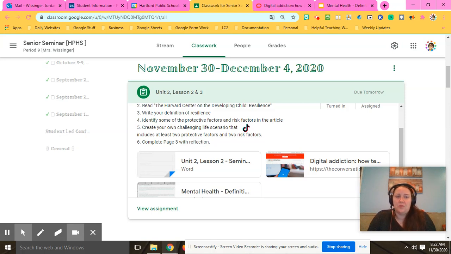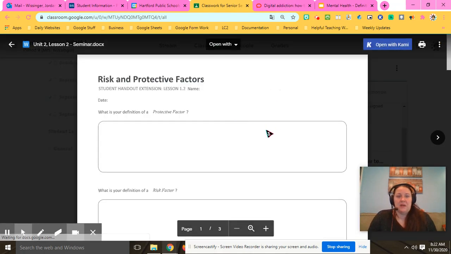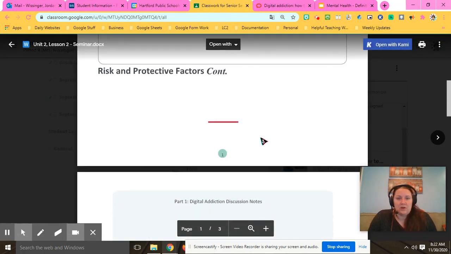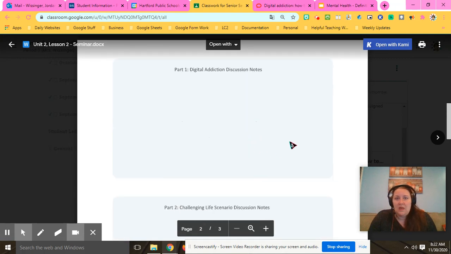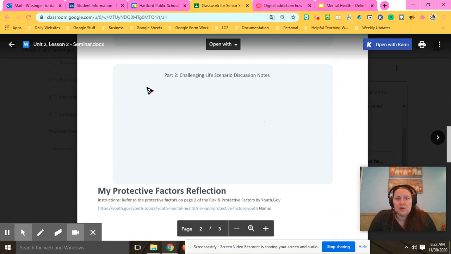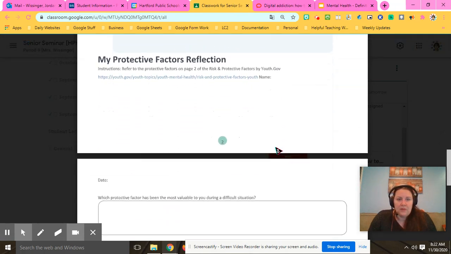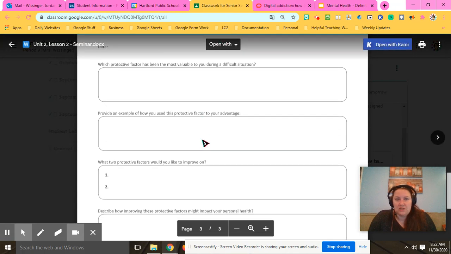Last but not least, and you'll probably get to this tomorrow, you're going to complete page 3 with a reflection. Let's look at the Google Doc so you know what's on page 3. So on page 1 are your definitions that we talked about. Here is where you're going to put your notes from the reading. Here's where you're going to talk about a life scenario that has 2 of each factor. And here's your reflection on page 3.